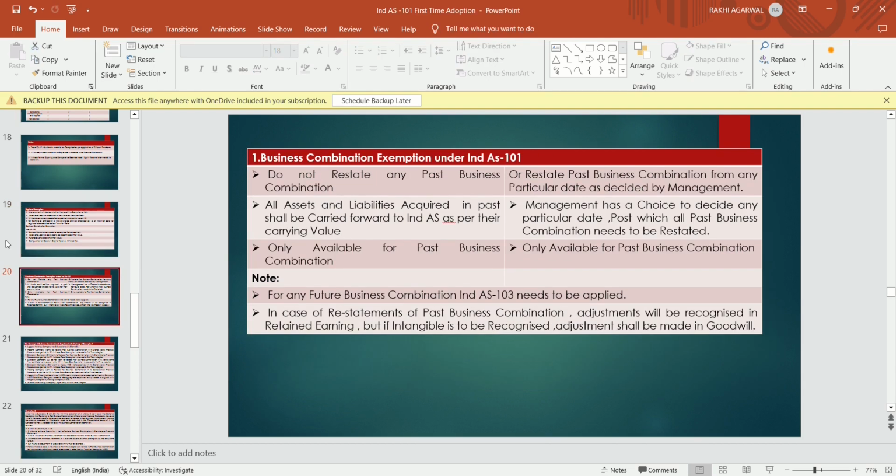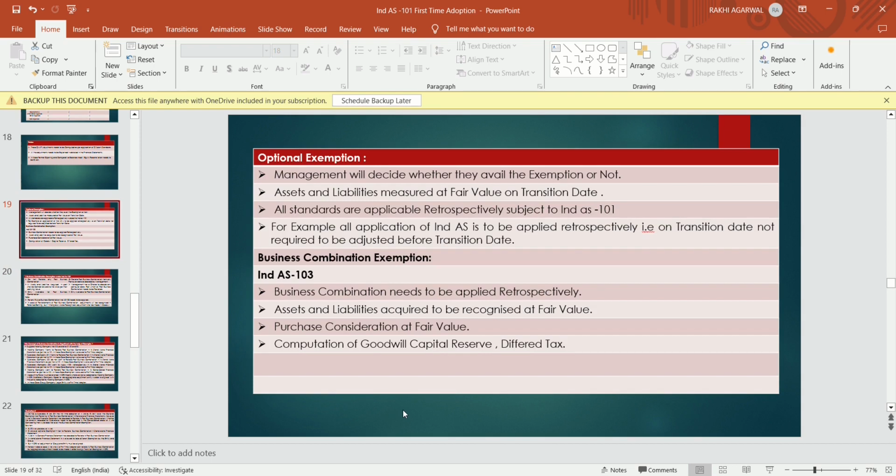First, understand what a business combination is. As per Ind AS 103, business combination means you are combining by way of merger, acquisition, amalgamation, two businesses to get one business. So business combination needs to be applied retrospectively. Assets and liabilities you acquire, recognize at fair value, purchase consideration at fair value, compute goodwill, capital reserve and deferred tax. This is business combination as per Ind AS 103.